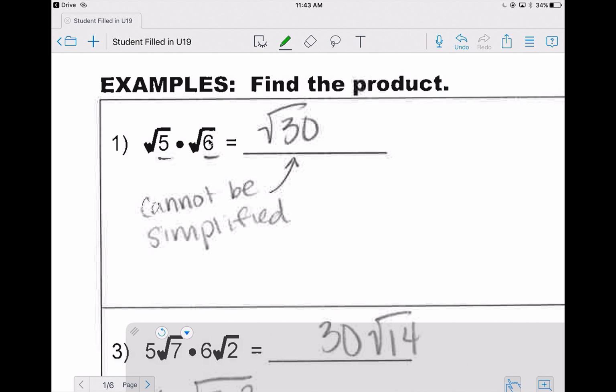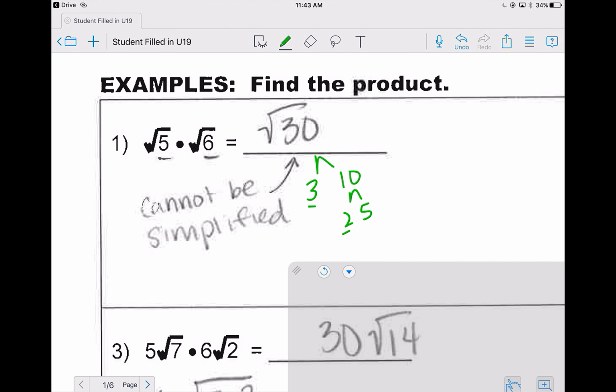5 and 6 are both under the radical, inside the square root, under the house, however you want to say it. So we multiply. 5 times 6 is 30. So that stays under the square root, inside with inside. Now 30 is 3 and 10. 10 is 2 and 5. I don't have any pairs, so this cannot be simplified further, and therefore is my final answer.